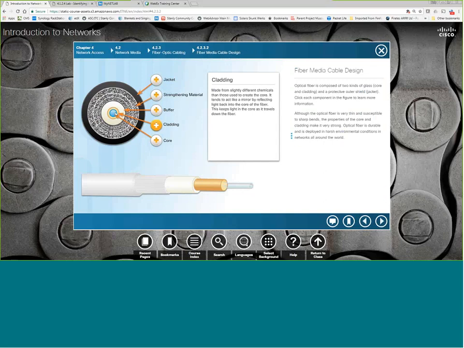Outside of that, you've got a buffer material, which helps shield the cladding and the core from damage. A strengthening material, which is typically Kevlar. And then an outer jacket that depends on what type of cable, whether it's an interior, underground, or other type of cable. The jacket will change based upon that.